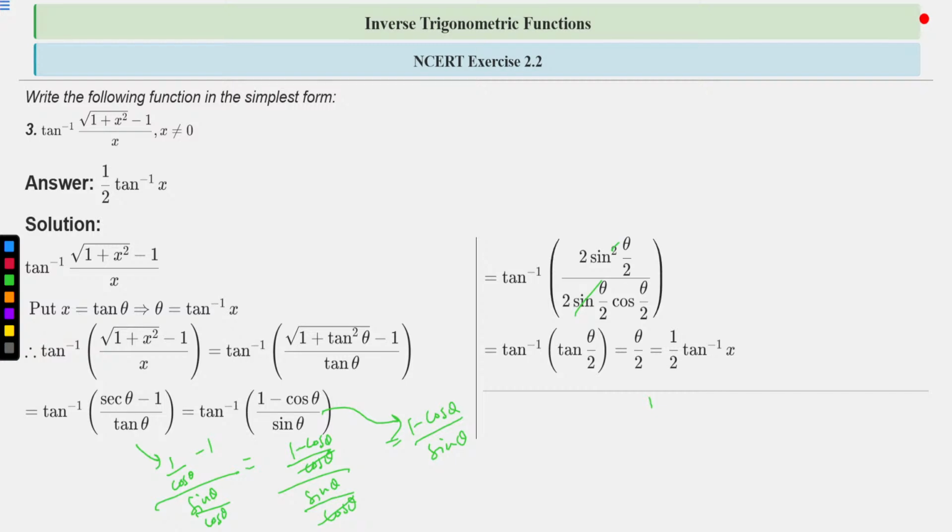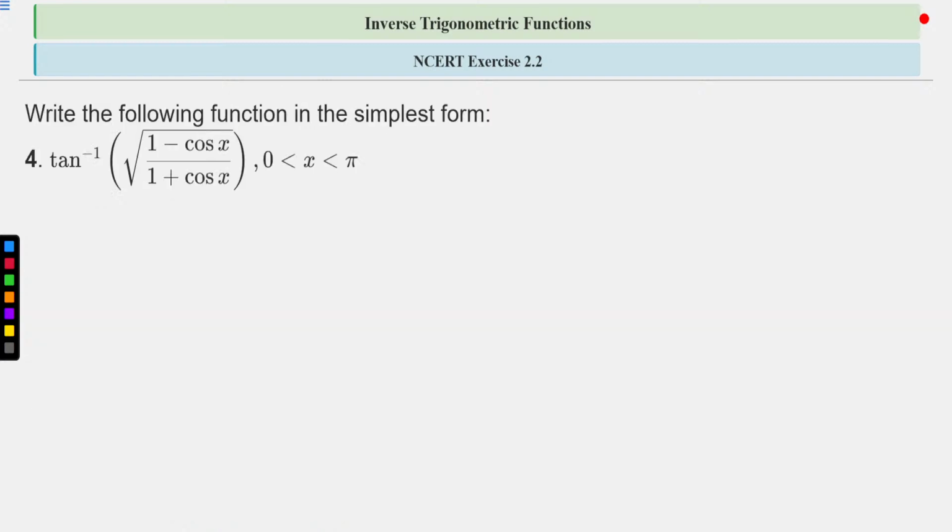Is it right? Anyone have more doubt? You can ask, right? Okay, so let's move to the next question now. Hope it's clear to all, right? Okay, so let's move to the next question. Let's move to the next question.